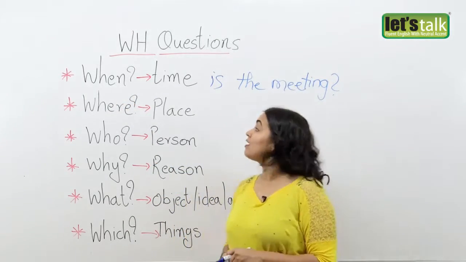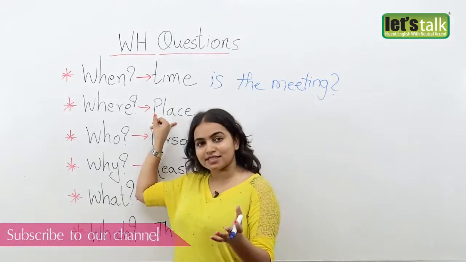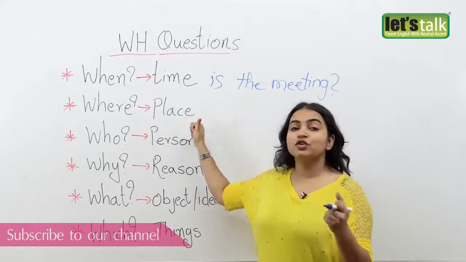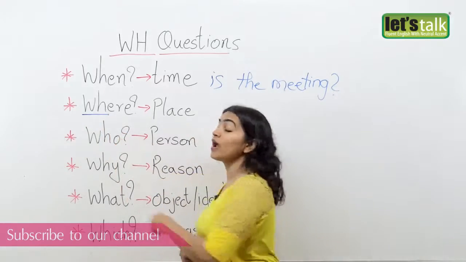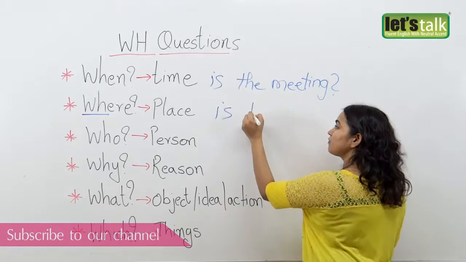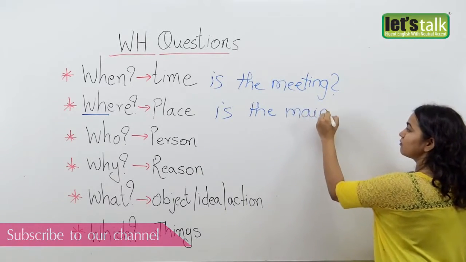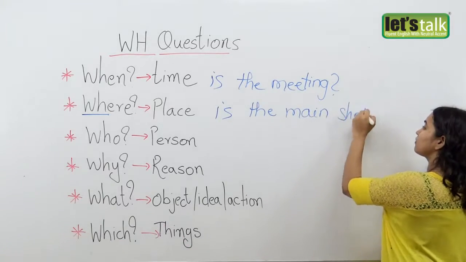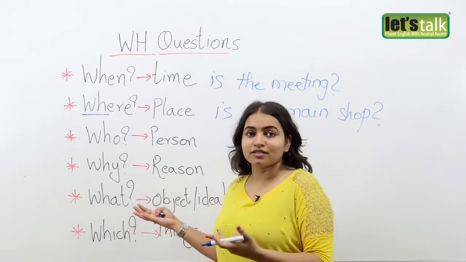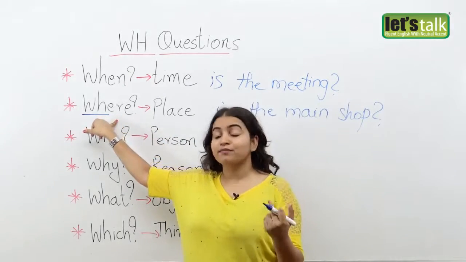So when you want to get information about the time of a particular event, that's when you always use the word when. Our next WH question talks about place. And whenever you want to know the place, you always use the WH question called where. So I could say, where is the main shop? Or where is the restaurant? Or where is Starbucks? So when you want to know the place, you will always use the word where.